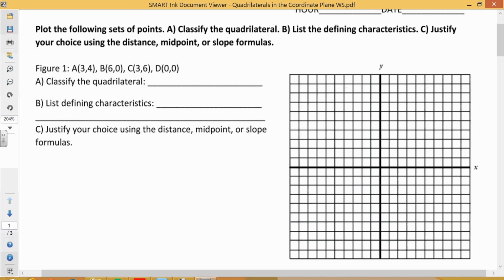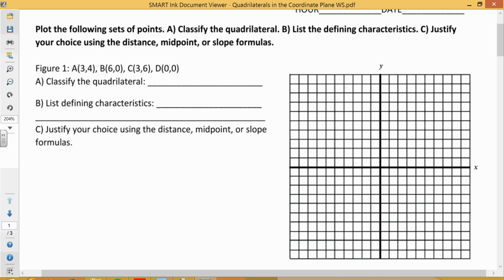Alright, so today we're going to be classifying quadrilaterals in the coordinate plane. So go ahead and get your worksheets out and we'll just do the first problem together so that you guys can follow along. So we're going to plot the following sets of points, and it says to A, classify the quadrilateral. And so you need to do that by giving it the most precise name possible. So parallelogram, square, kite, trapezoid, etc. Then we're going to list the defining characteristics.